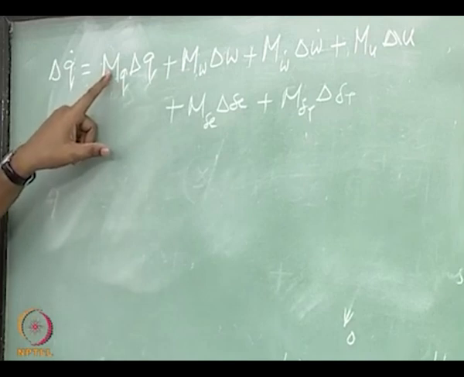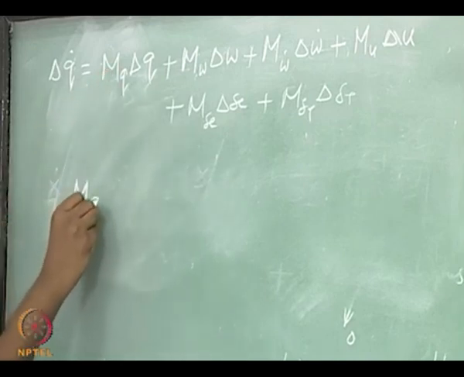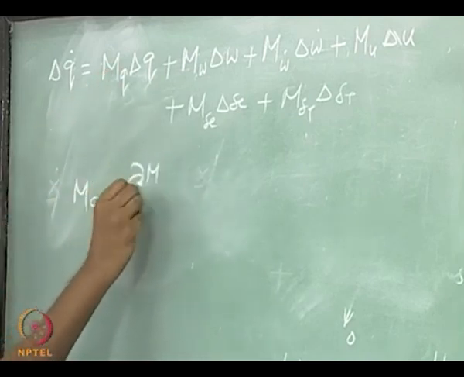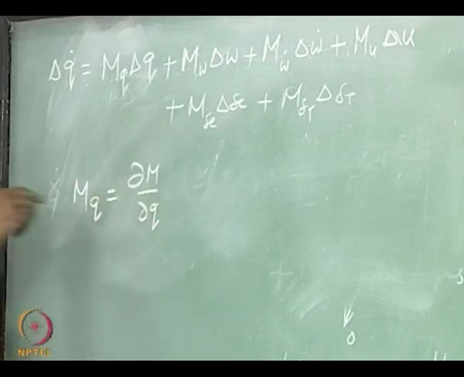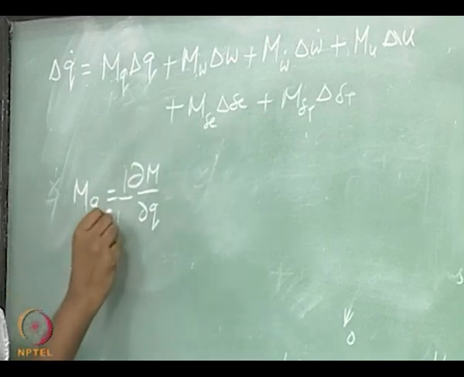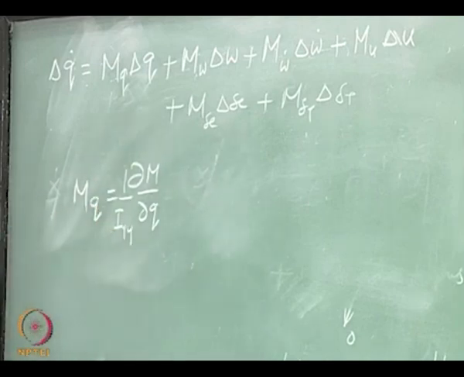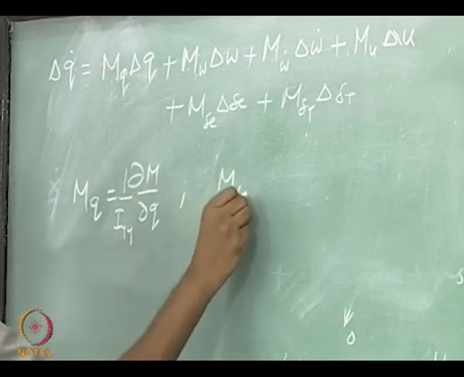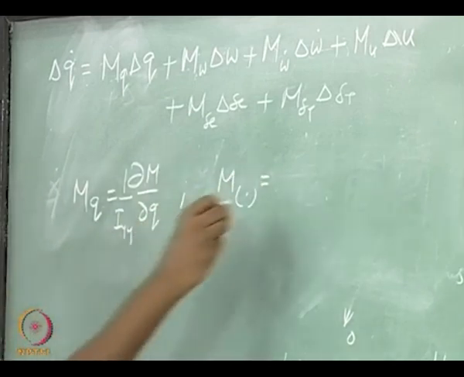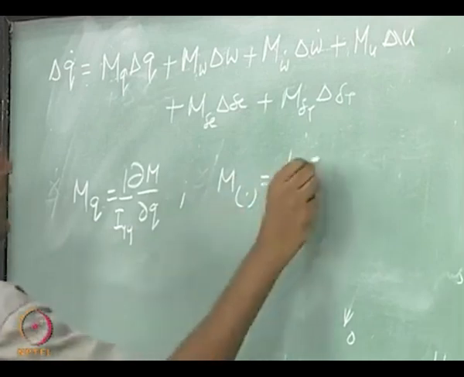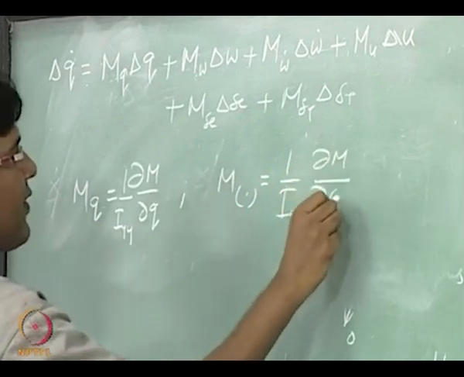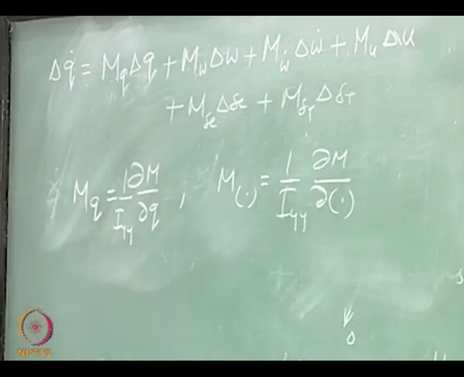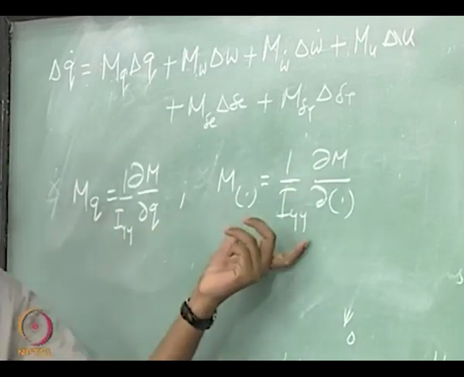M is the pitching moment. This derivative is rate of change of pitching moment with respect to the pitch rate, defined like this. So, you can write in general these derivatives in this form.